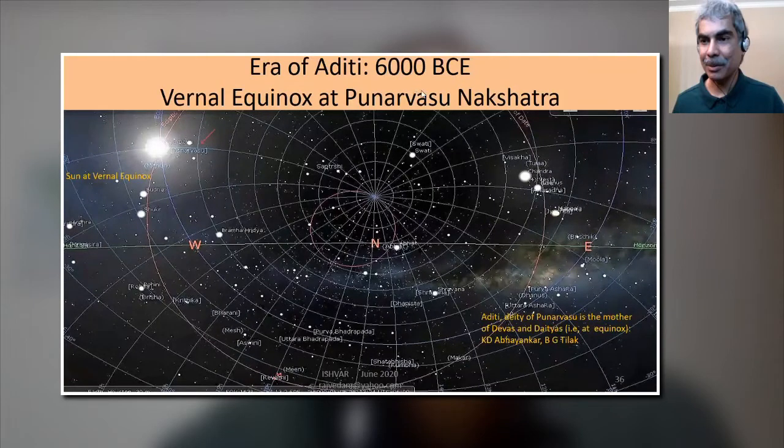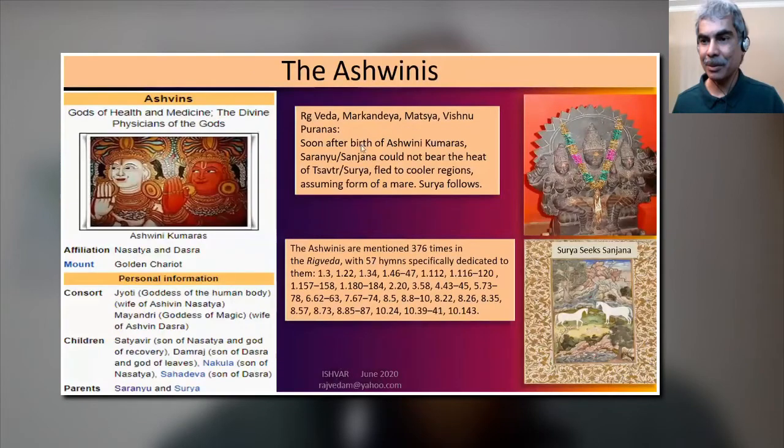Similarly, the Ashwinis are also mentioned in the Rig Veda and the Puranas; many verses talk about them. We know the story of Surya and Sanjana. Sanjana is the wife of Surya. She gives birth to the Ashwini twins, but she finds that Surya is too hot for her.